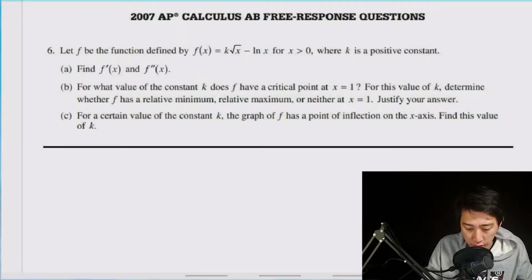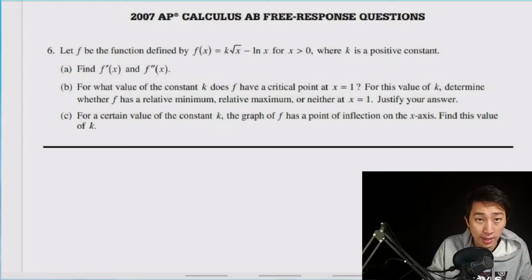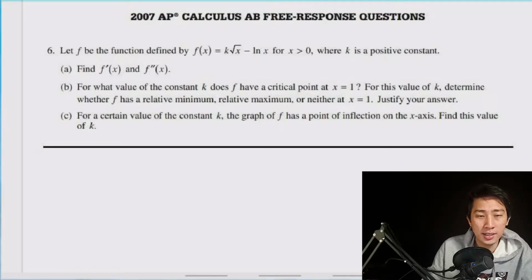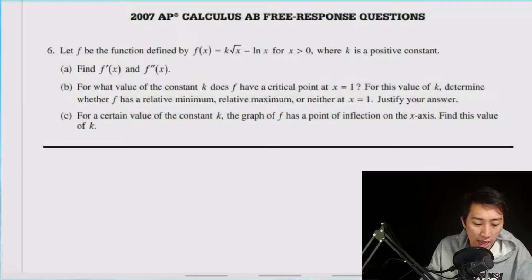This is the last one. Super irritating because there's that k. So basically you're going to be playing around with it, just like we did with our inverse function and just like we did with our a. It's just irritating because it's a lot of manipulation and the algebra is irritating.